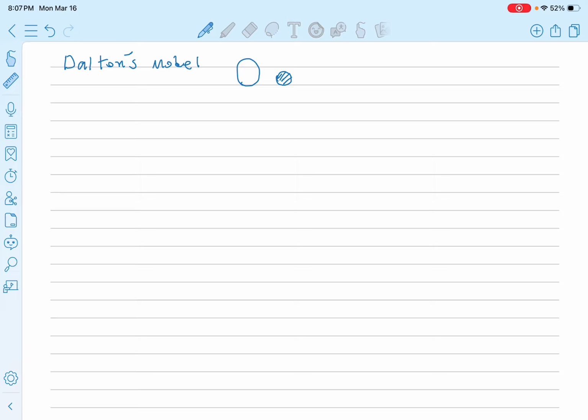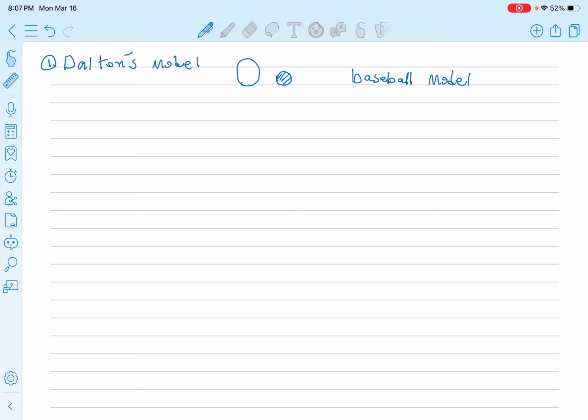We can call this the solid sphere, or baseball model as well. It was a good model at that time, because at least he recognized that the atom looks like a sphere.